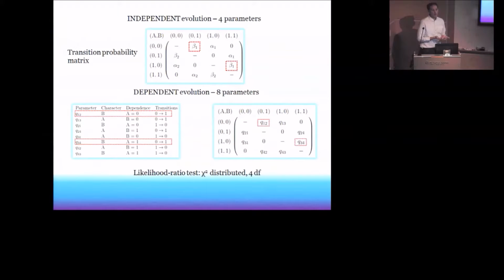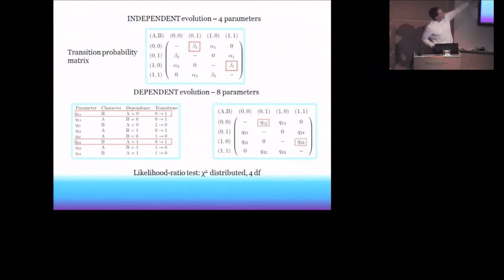Gene B, same thing. Probability of being gained, probability of being lost. So when you see beta 1, beta 2, alpha 1, alpha 2, that's exactly what's being described. The key here is that gene A, when it's being gained or lost, doesn't care about the state of gene B. Right? It's totally independent. That's the independent model. Whereas down here, notice that I've got two parameters, Q12, Q34, right?